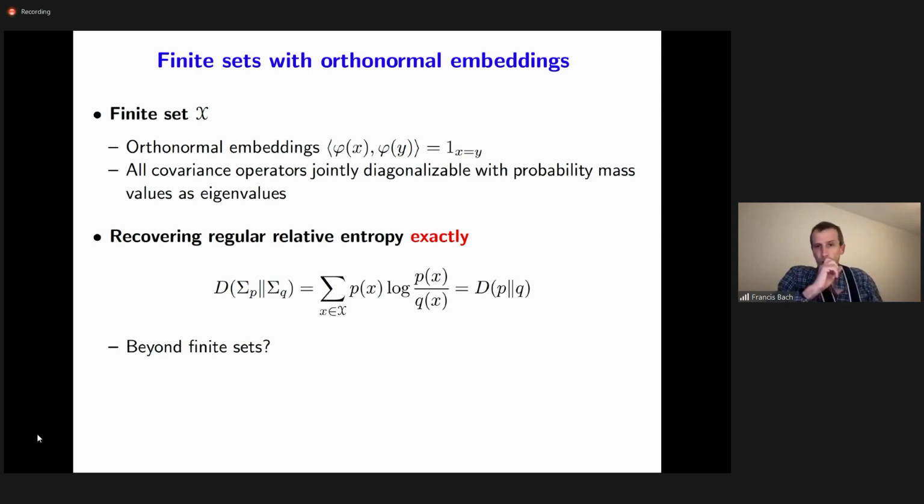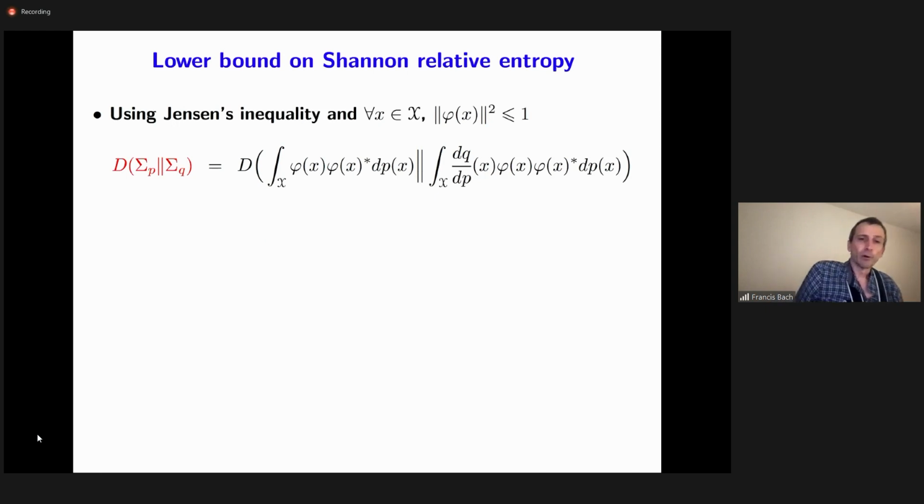The question is, will it be true beyond finite sets? It won't be true, but I will replace this by some bound. So let's prove that this new quantity d of sigma p, sigma q is a lower bound of the true Shannon relative entropy. The proof will fit in one slide, and it's quite simple, and suggests an application of Jensen's inequality.